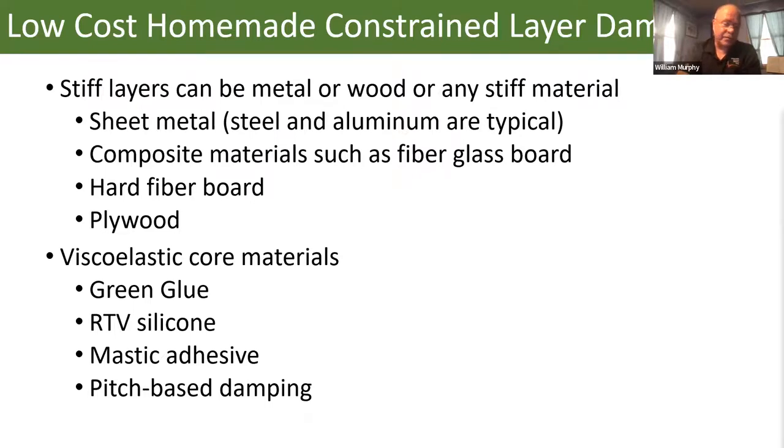If you're doing building or construction, you can make these things yourself. There are things such as green glue or RTV silicon, mastic adhesive, pitch-based damping. You can apply those in between things, whether it be sheet metal or fiberglass board or hard fiber board, plywood, your sheetrock or something like that. That's where these can be applied in some construction situations, and it'd be very useful and effective in reducing noise transmission from one part of a building to the next. Next slide.